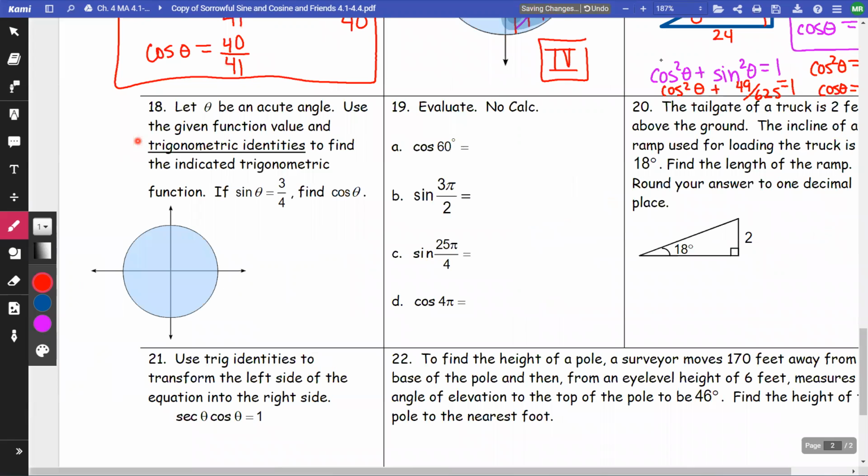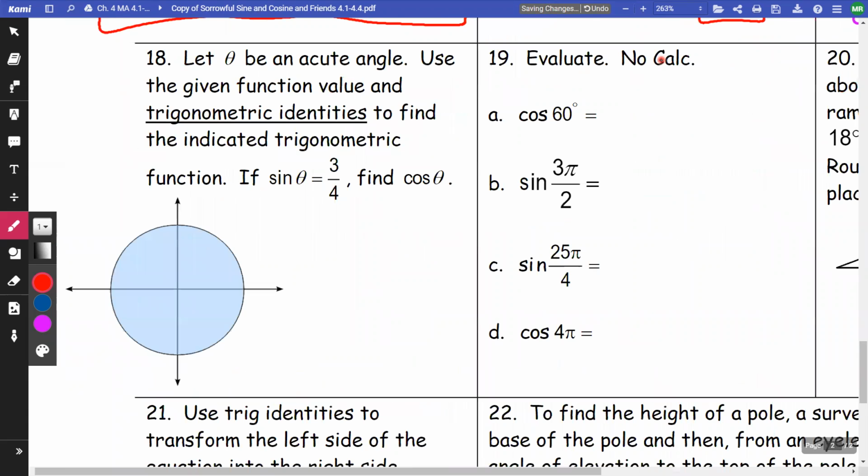Okay, on 18, they say we have an acute angle. So that means they are telling us that we're going to be in quadrant 1.